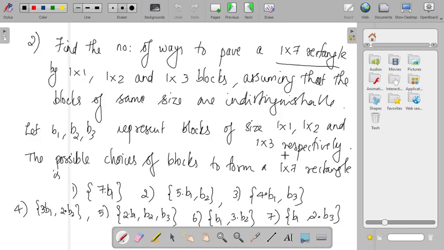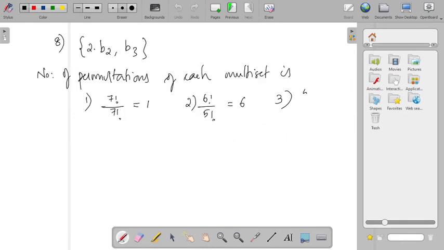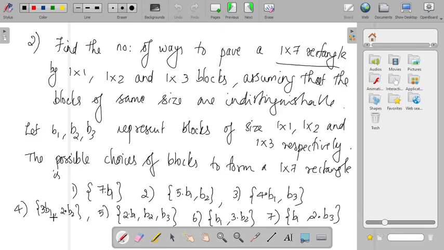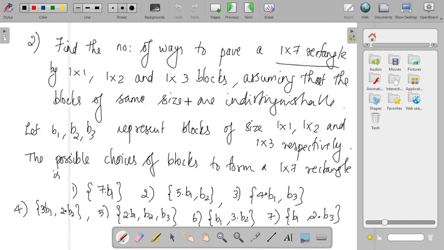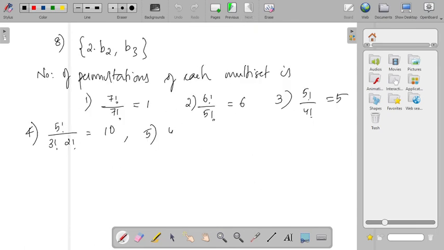For the third one, it is 5 factorial by 4 factorial, so that is equal to 5. Then the fourth one, you have 5 factorial by 3 factorial by 2 factorial, so that is equal to 10. Then the fifth one, you have 4 factorial by 2 factorial, so that is equal to 12.